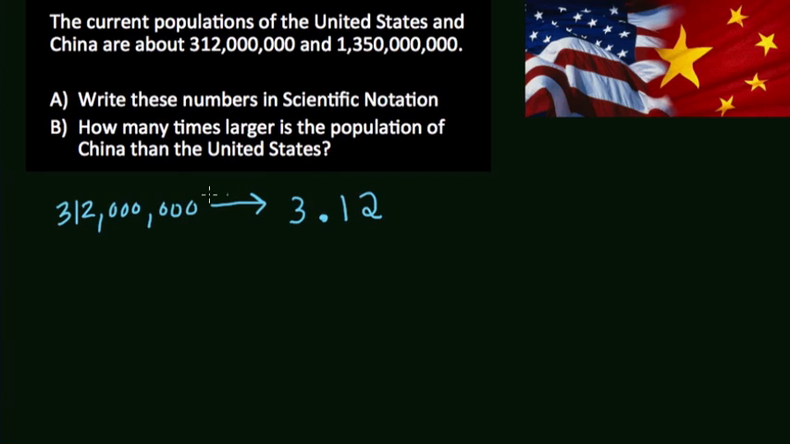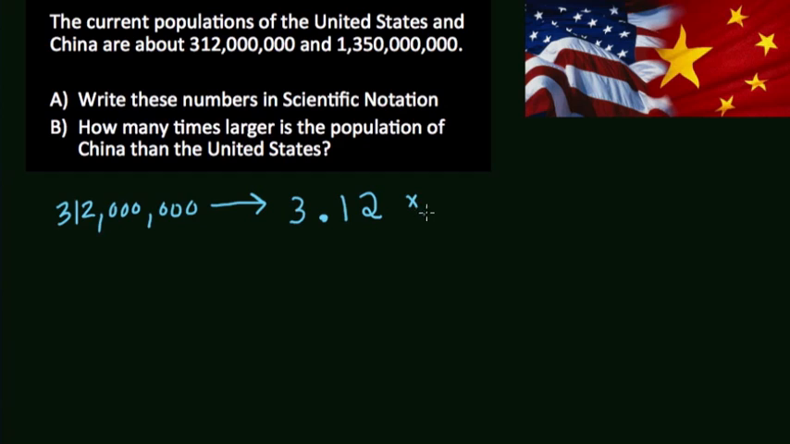I can't put that decimal anywhere else, right? If I put it before the 3, what would I get? I would get 0.312, which is not between 1 and 10, so that doesn't work. And I can't put it between the 1 and the 2 because it's 31.2, and so forth.